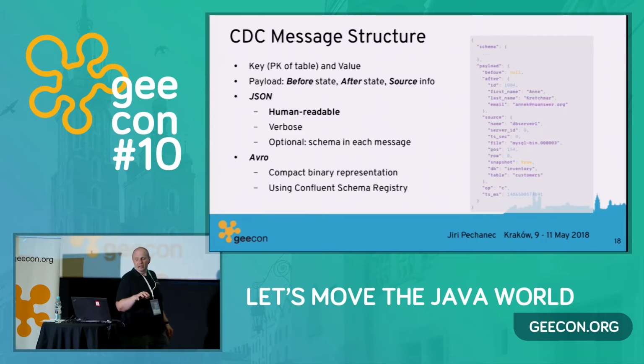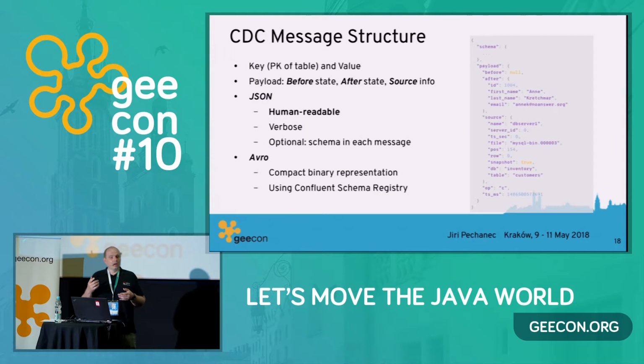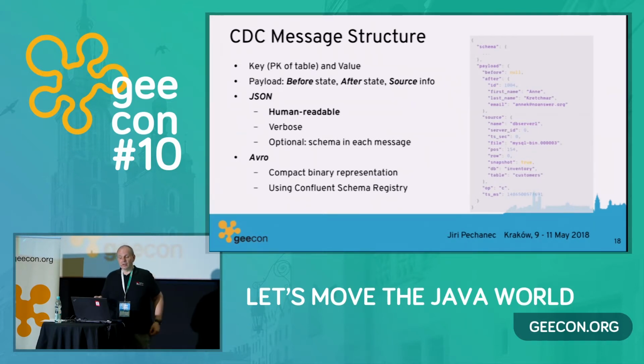What does a change data capture message structure look like? I've already spoken about each message having a key. So the CDC message consists of two parts: a key and a value. The key is just the equivalent of the primary key from the table. So the table is analyzed and the primary key is extracted. And the payload is a complex structure that contains multiple parts.